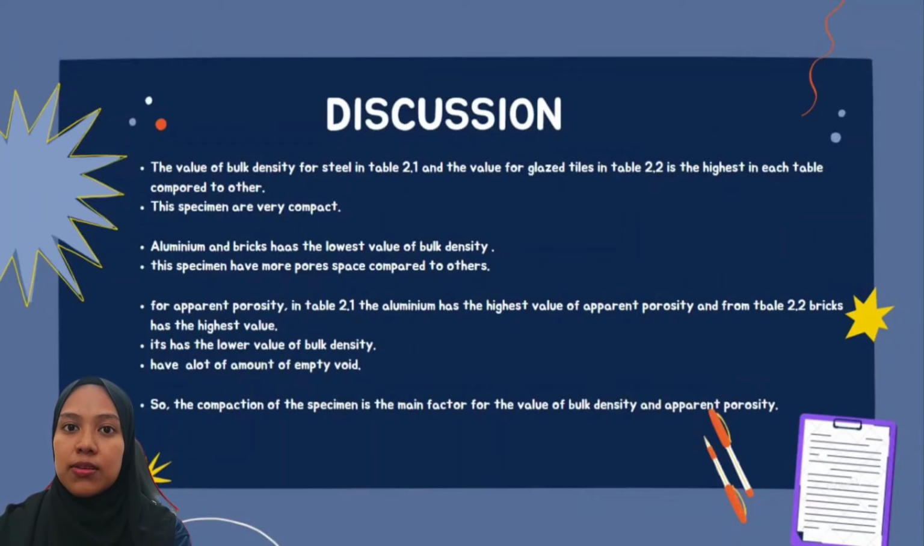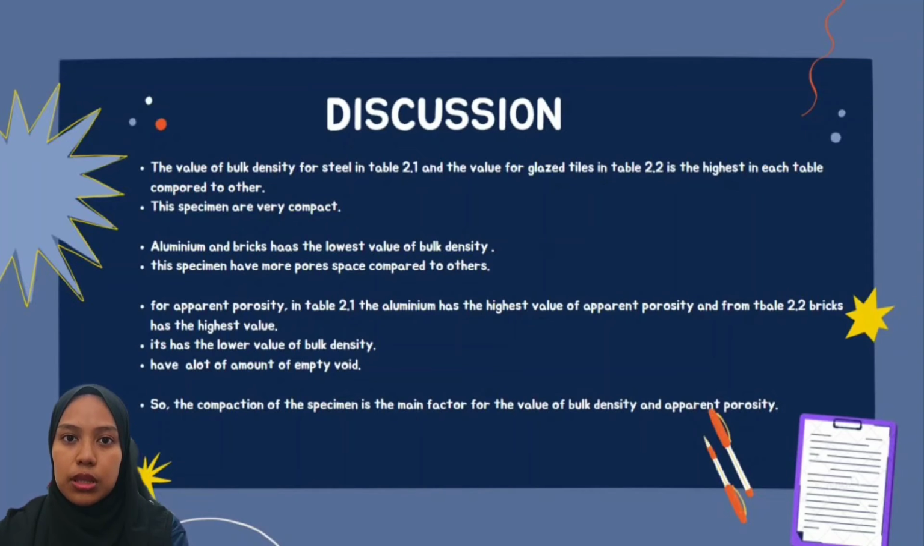The value of bulk density for steel in table 2.1 and the value for glass tie in table 2.2 are the highest in each table compared to the others. It is because these specimens are very compact and have no open pores. Aluminium and brick have the lowest value of bulk density. It is because these specimens have more pore space compared to the others.